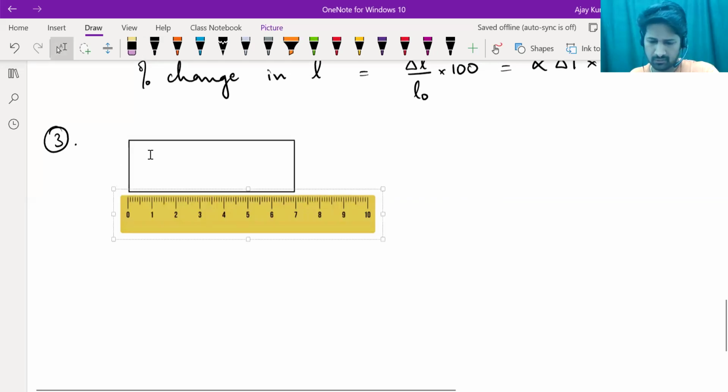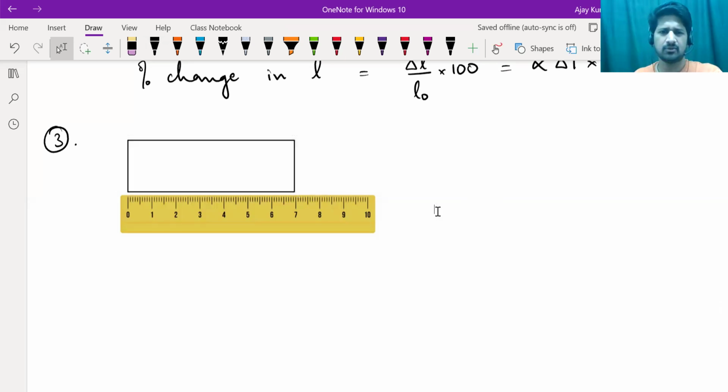So how do you do it? You align the scale such that the zero of the scale coincides with one edge of the rectangle and the other edge. As you can see here, it is approximately 7 centimeters. The length of this rectangle, as indicated by this scale, is 7 centimeters approximately. Let's say this is at some 20 degrees C.